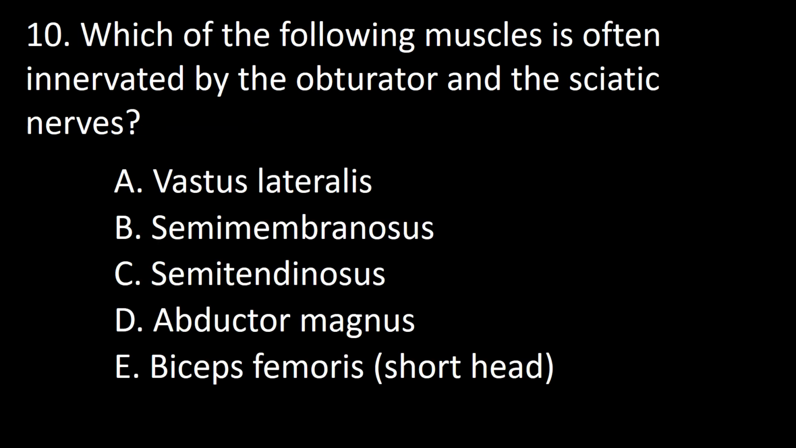Next question. Which of the following muscles is often innervated by the obturator and the sciatic nerve? A. Vastus lateralis. B. Semimembranosus. C. Semitendinosus. D. Adductor magnus. E. Biceps femoris, short head.